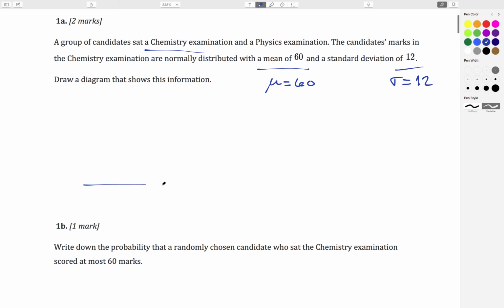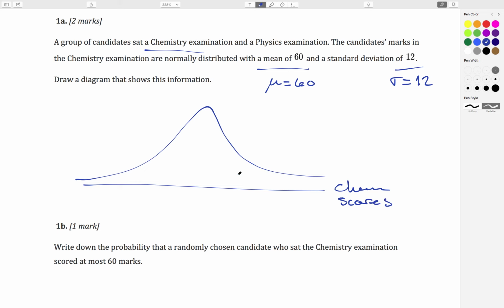Any diagram needs the following information. First of all, make a bell curve that looks decently symmetric and approaches the x-axis. You also need to label your x-axis. In this case, this is chemistry scores. My mean is 60, that goes here in the middle, and your standard deviation is 12, so just make standard deviation marks on the sides, 72 here and 48 over here.